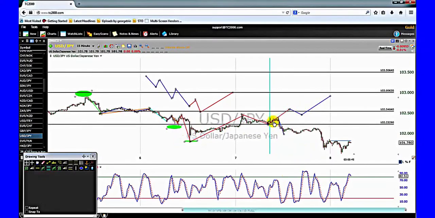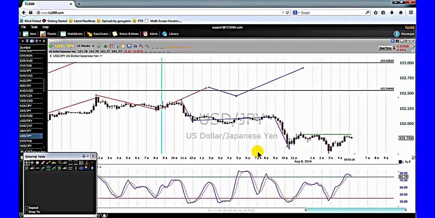Now, you see the correction has failed at this point, right here, and we have a new move to the downside. Straight away here, you see. So this is a second wave, and a third wave, and right here, the fourth wave. In fact, yes, that's correct. Right here, it's a bit messy.